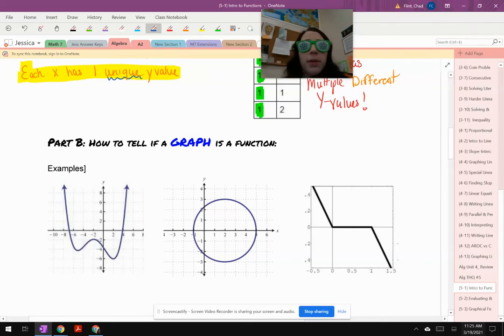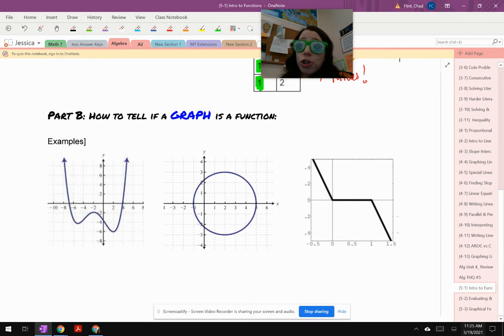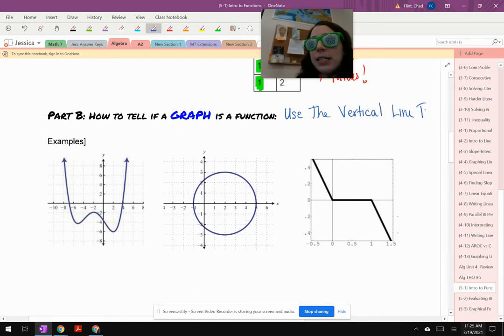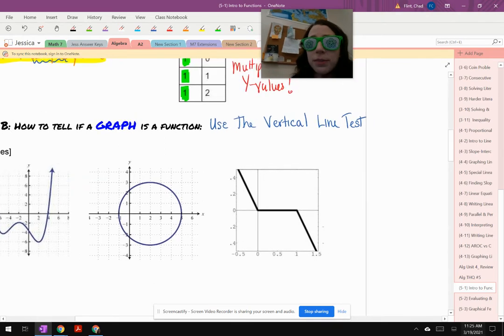All right, so part B, how to determine if a graph is a function. So here you're going to be given a picture, and you're going to determine if that picture shows us a function or not. And to do that, you're going to use what's called the vertical line test.